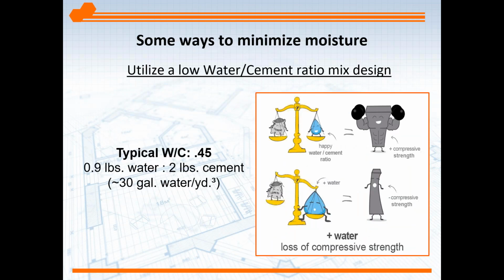Water cement ratio, keeping it simple, is the amount of water in pounds to the amount of cement in pounds. And the typical water cement ratio is about 0.45. You can go lower, but generally you're not going higher because too much water reduces strength, and you may lose durability at the surface. A 0.45 water cement ratio again means about 30 gallons of water per cubic yard of concrete. So all or most of that moisture has to dissipate or disappear before we start installation.